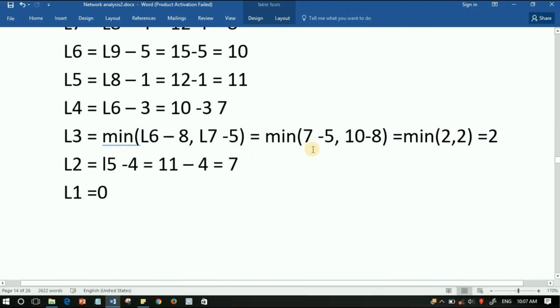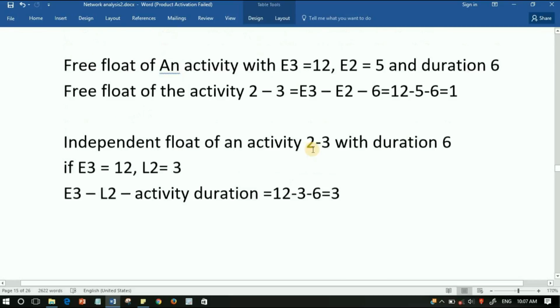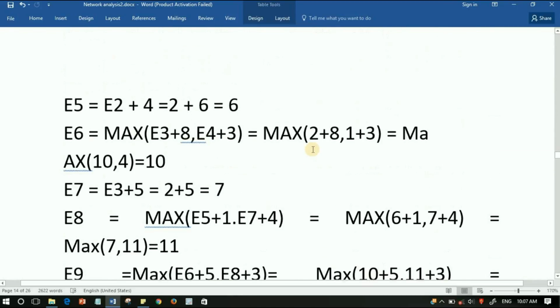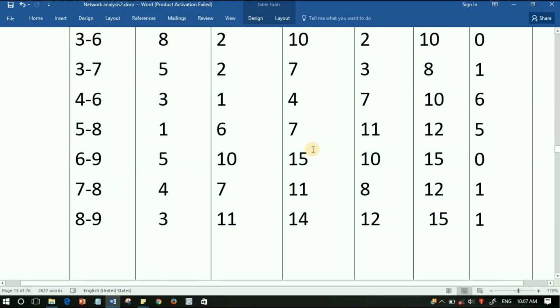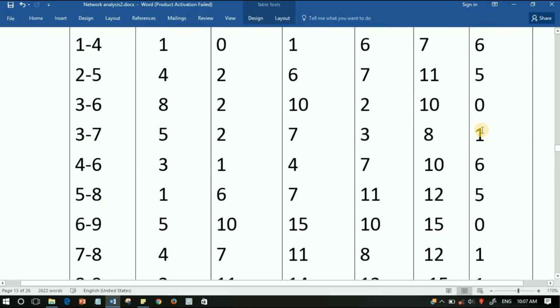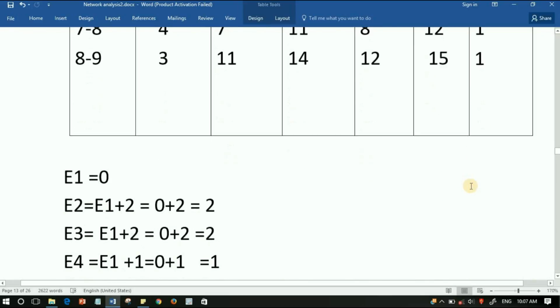Then you have to create a table consisting of activity, time, EST, EFT, LST, and LFT. And you can also find the float. LST minus EST or LFT minus EFT will give the float. Here the critical activities are 1 to 3, 3 to 6, and 6 to 9.